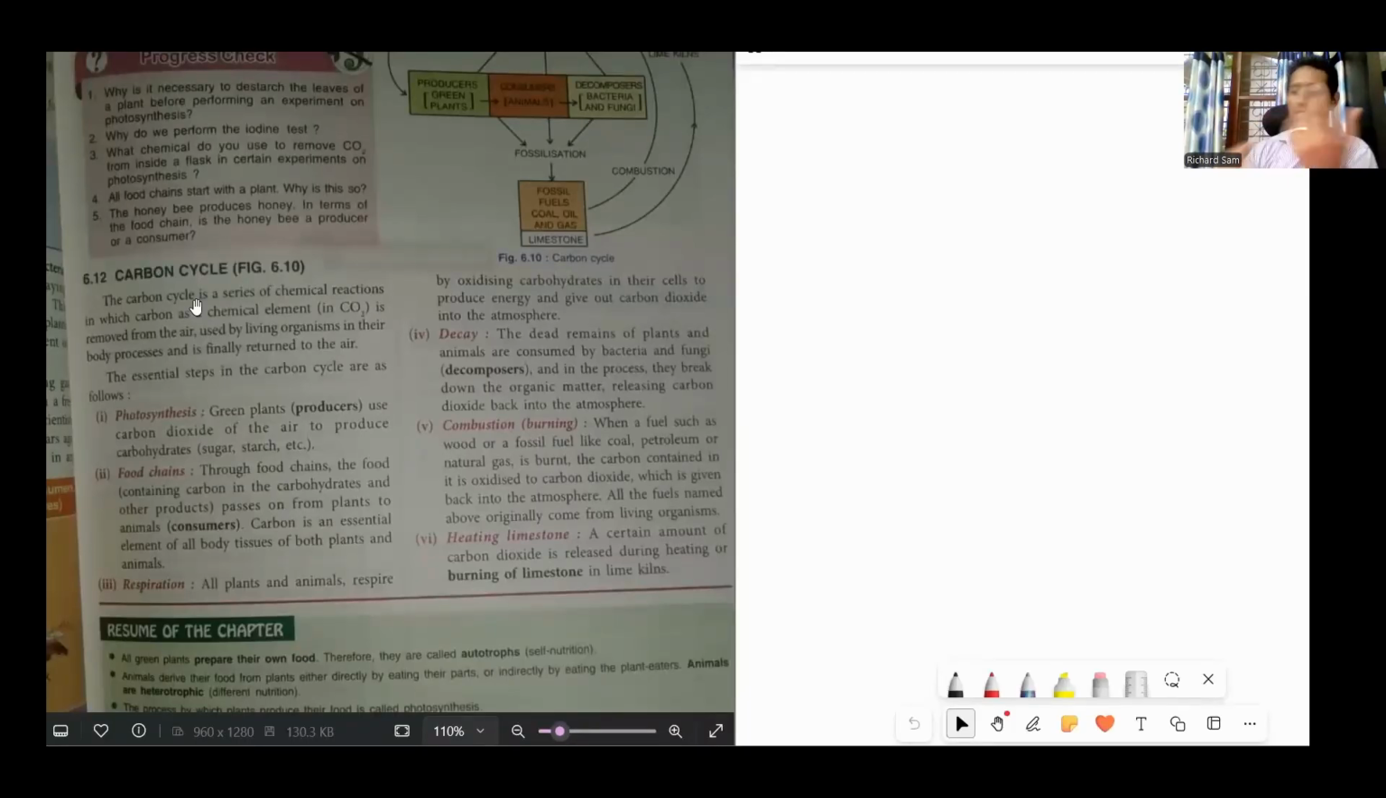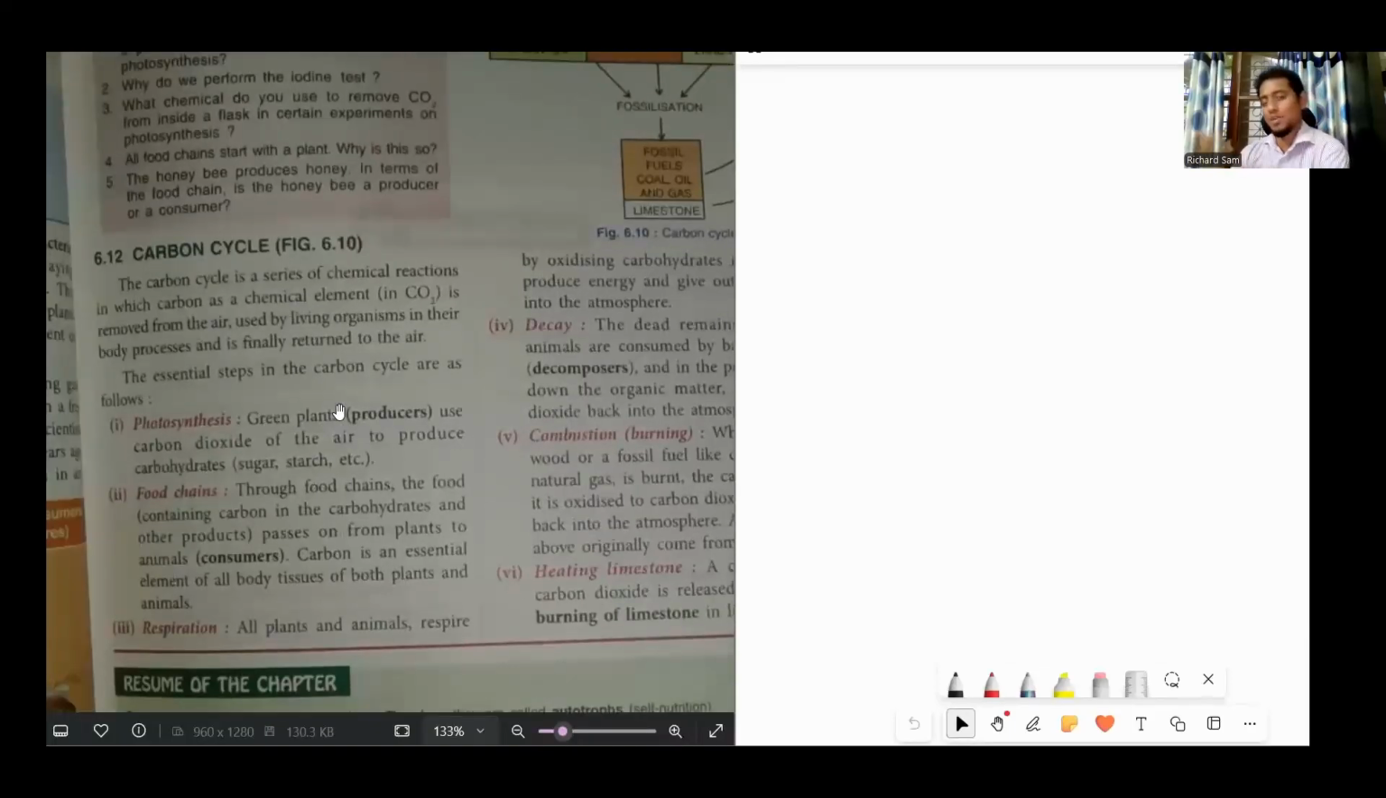What do we eat? What are the nutrients we eat? Glucose, fats, proteins, all of them have carbon in them. So the food we eat has carbon, and the air that we breathe out has carbon in the form of carbon dioxide. Yes, carbon enters our body through food and exits our body when we breathe out.